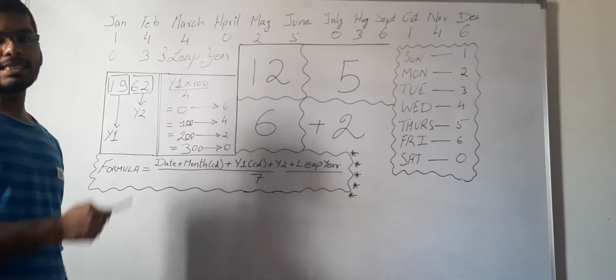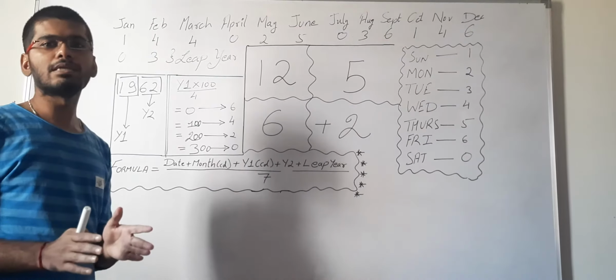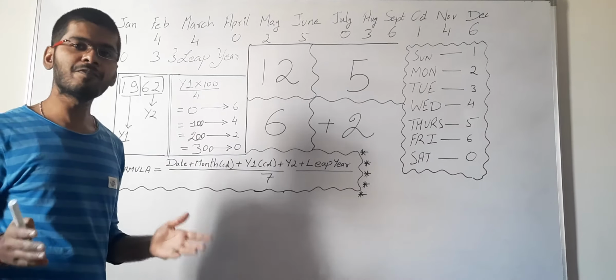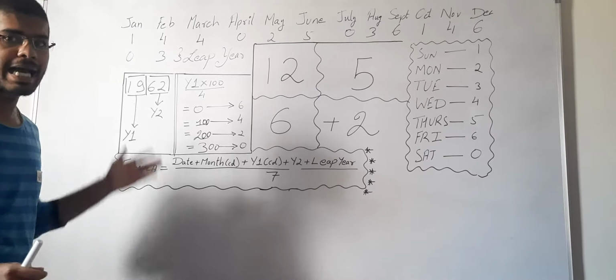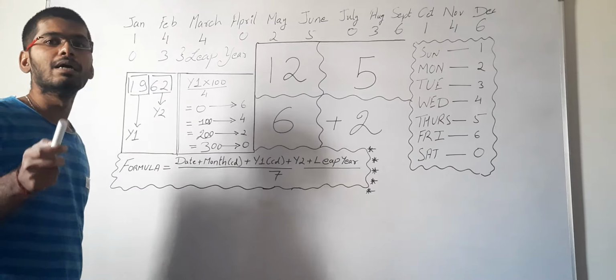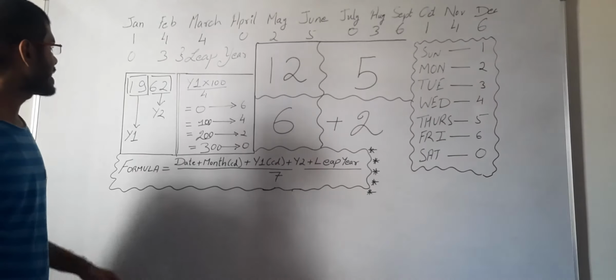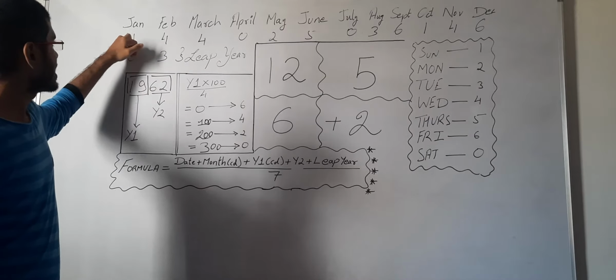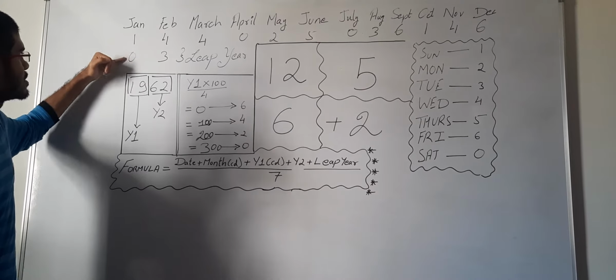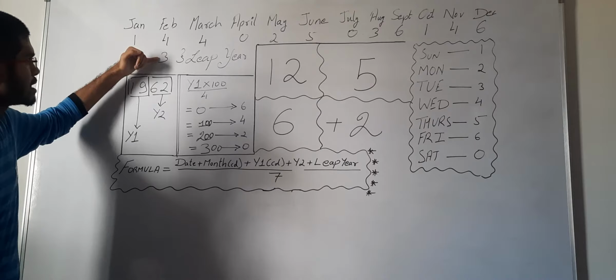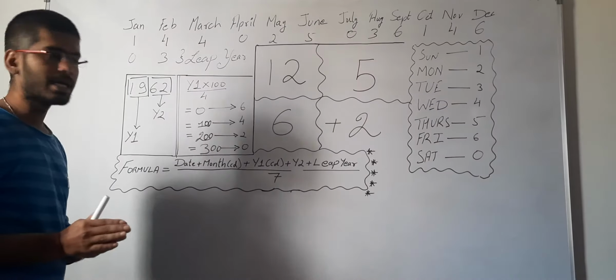But remember guys, these codes are for a normal year. It's not for a leap year. What if it is a leap year? We can't have the same codes, right? Because there are more number of days in February month in a leap year. So in that case, what we do is we replace January's code of 1 with 0 and February's code of 4 with 3. This is what we do in a leap year.